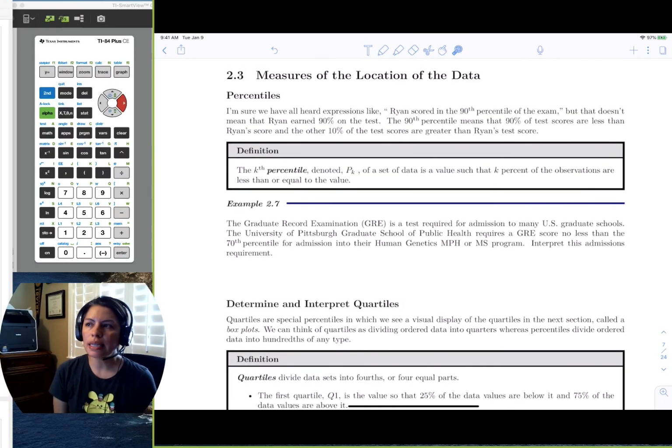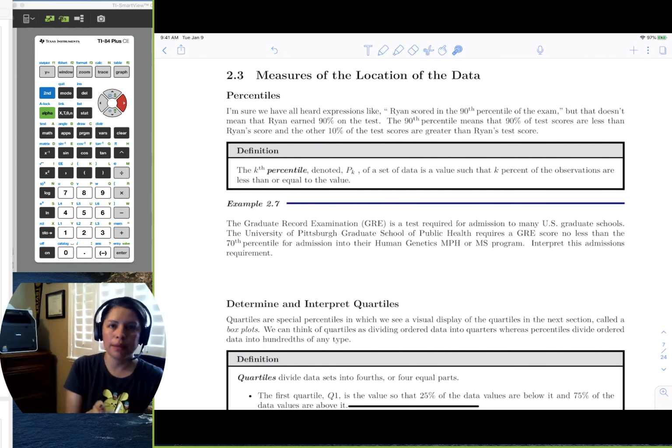Hi, in this section, we're going to start talking about measures of location of data and where data is located in the scope of the data. It doesn't seem like it would be that important, but it really is. To see the position of where a data point lies is important to evaluate what is on the right side of that data point or below it.